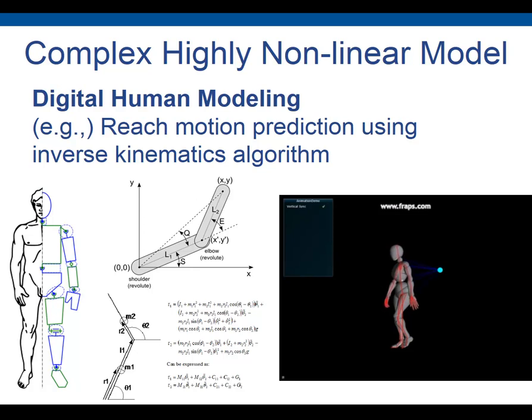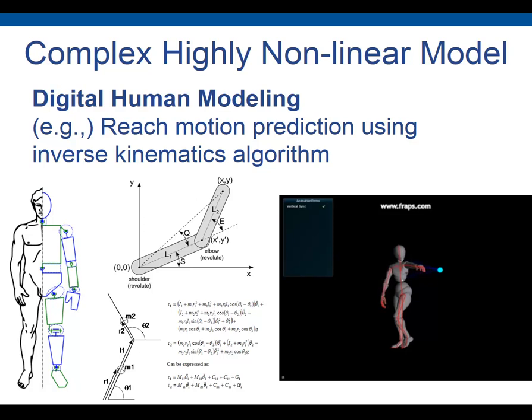This human model reaches with his left hand. The other joint locations or joint angles were calculated based on the movement of the left hand, and the left hand movement was calculated based on the location of the ball. Okay, so we call this an inverse kinematics algorithm. In most cases, inverse kinematics algorithms have multiple different solutions.